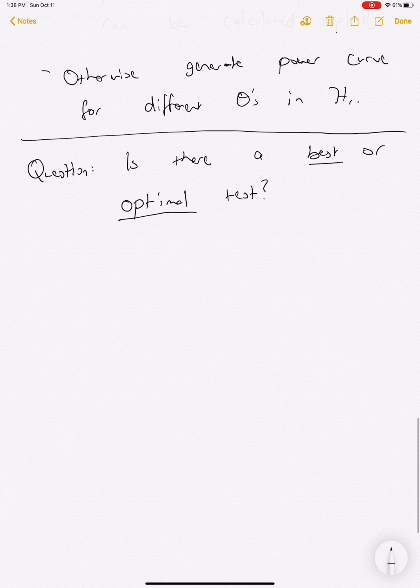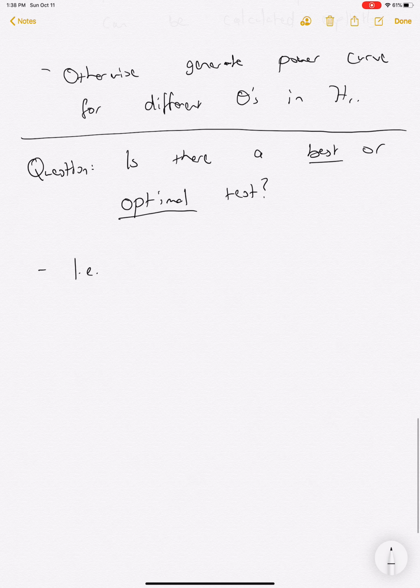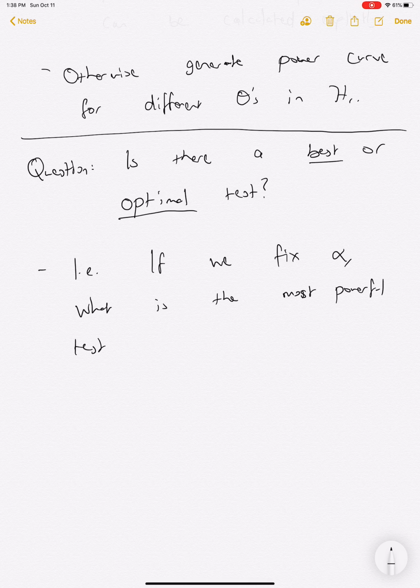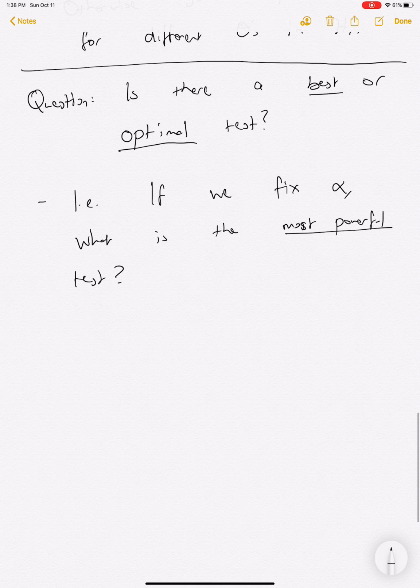And what does best or optimal mean? What this means is, if we fix alpha, what is the most powerful test? Remember that alpha is something that you fix, and then power, in some sense, once you have your test, your acceptance and rejection regions for your test statistic, you can calculate power or get a power curve. So the question is, what's the most powerful test if you fix alpha?